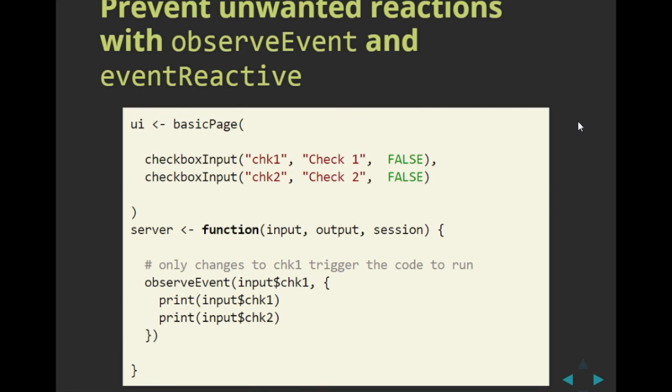All of the code. So as soon as the user makes a change to checkbox 1, it's going to print what's in input checkbox 1 and 2. So basically you're telling Shiny, I only want to trigger the code to run when this particular reactive gets changed. And that's a really useful alternative to observe, and eventReactive is the alternative for reactive.